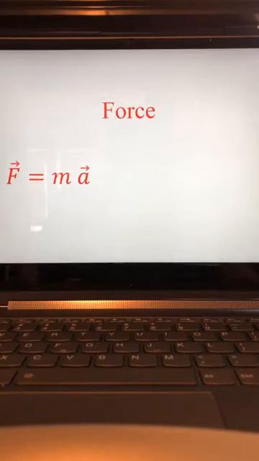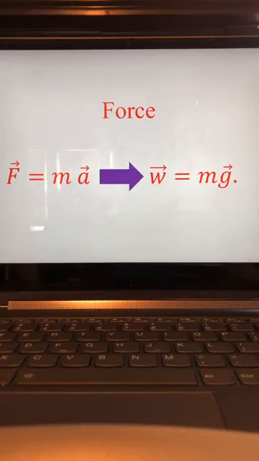So you see that from Newton's second law of motion, force is equal to mass times acceleration. M is the mass of the apple, for example. When the apple is moving, a is its acceleration, F is the force. But in this particular case, we can write force is equal to weight, that is the weight of the apple. We replace acceleration with acceleration due to gravity, so weight is equal to m times g.